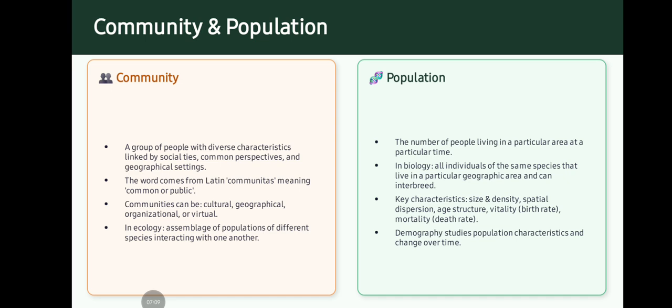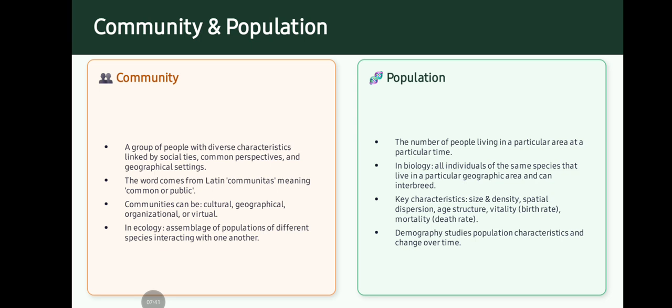Community and population. So, community: a group of people with diverse characteristics linked by social ties, common perspectives, and geographical settings. That word comes from Latin communitas, meaning common or public. Communities can be cultural, geographical, organizational, or virtual. In ecology, an assemblage of populations of different species interacting with one another.